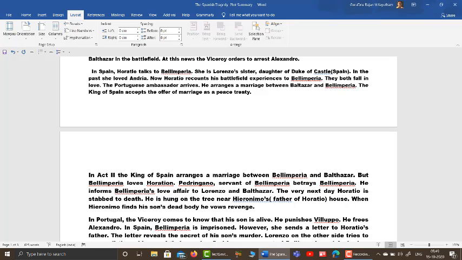between the King of Portugal and Spain. So the Portugal ambassador proposes a deal as a marriage between Balthazar, the Prince of Portugal, and Bellimperia, the daughter of the Duke of Castile, the King of Spain. So the King of Spain accepts the offer of marriage as a peace treaty.